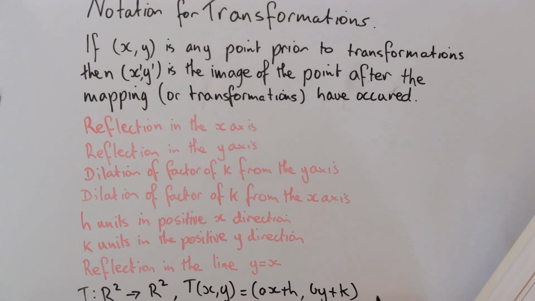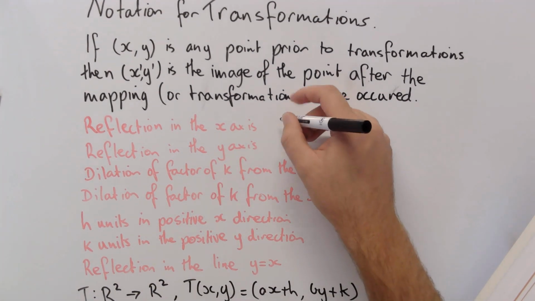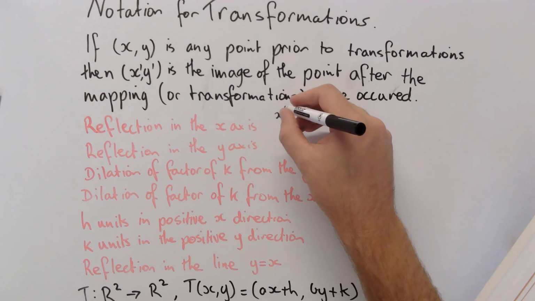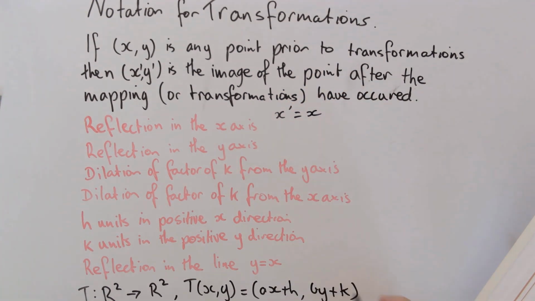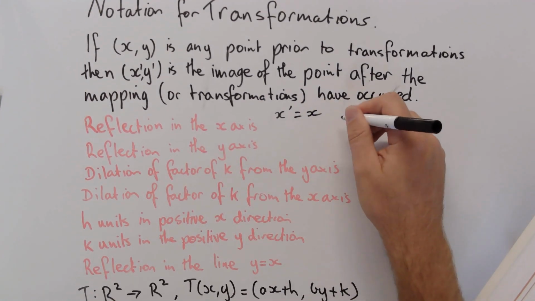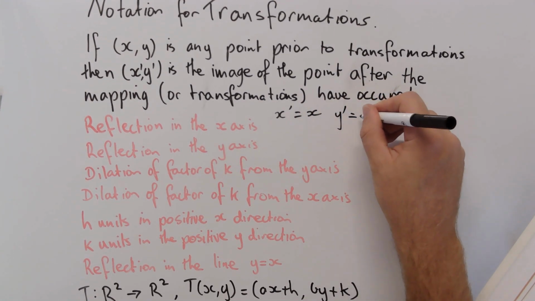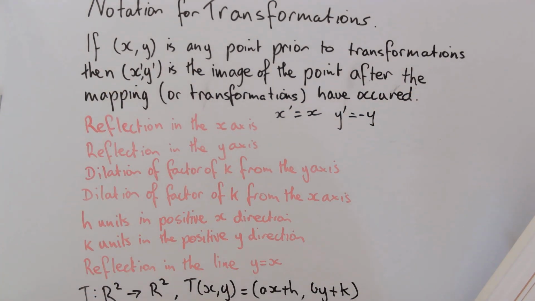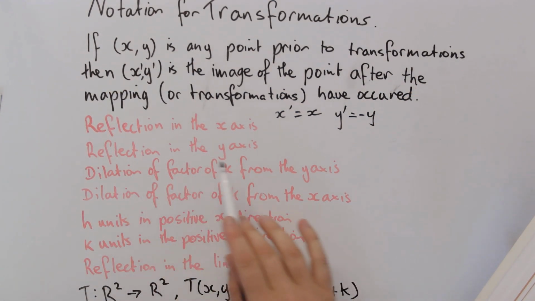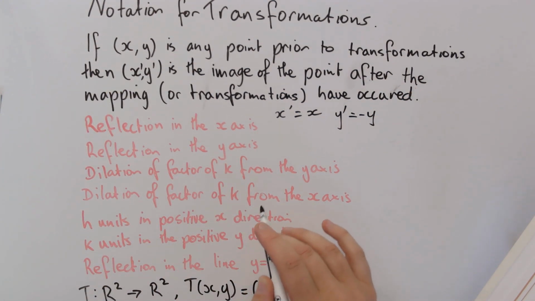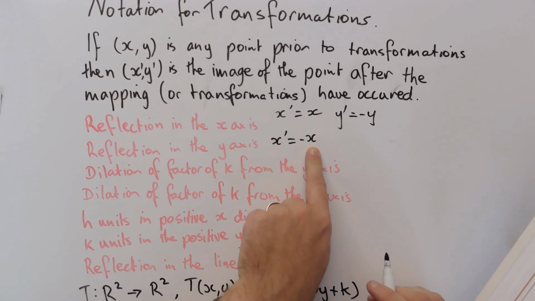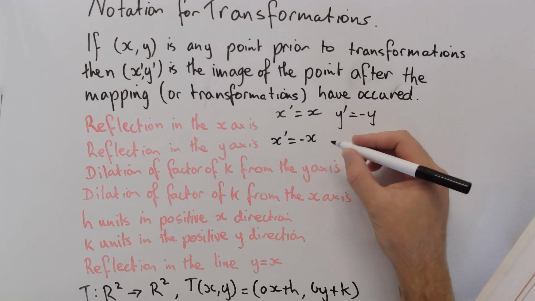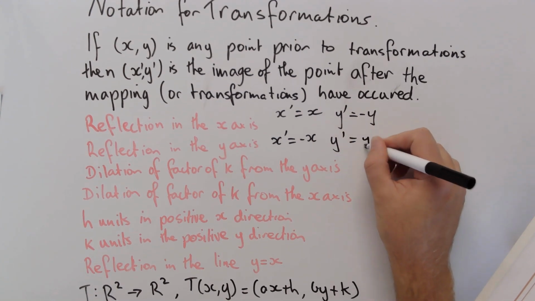So a reflection in the x-axis means that our x' is just going to equal x, so nothing's going to happen to our x values, but y' is going to equal negative y because we're being reflected down. If we think about a reflection in the y-axis, this time we're going to have x' equaling negative x, because we're being flipped this way, but our y values are going to stay the same.